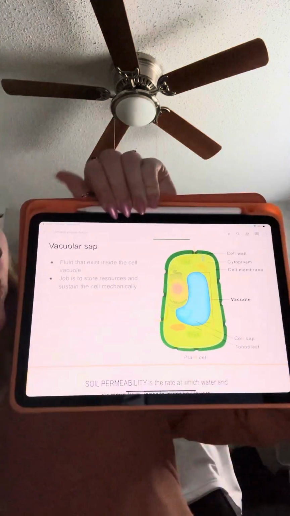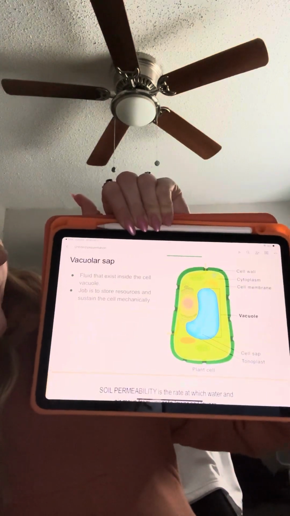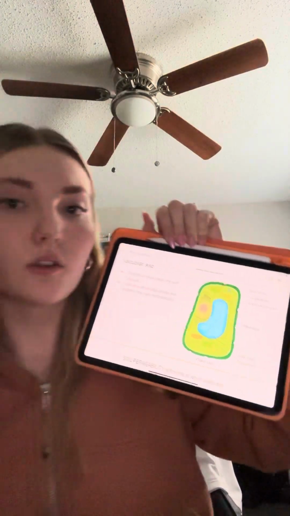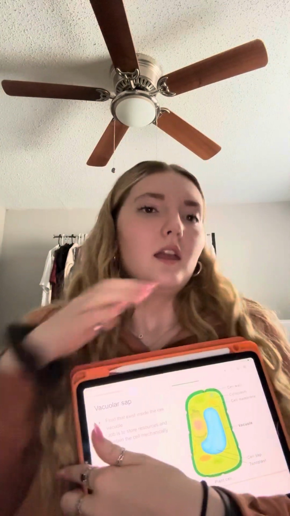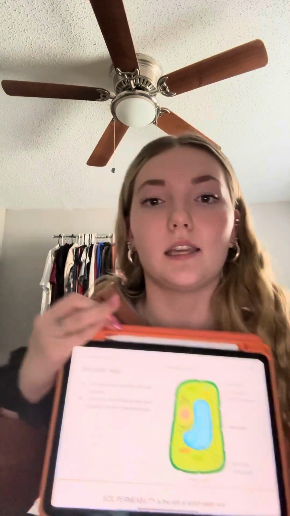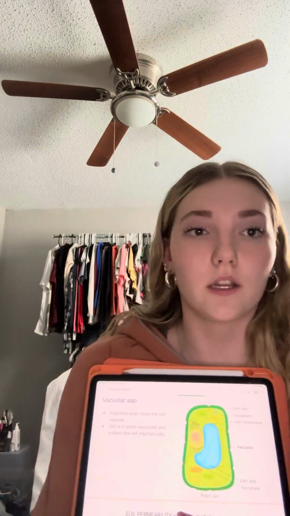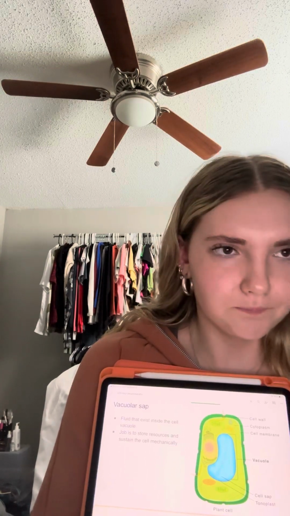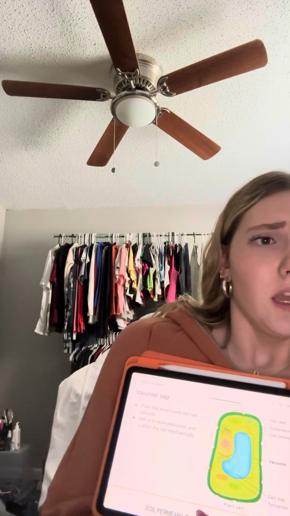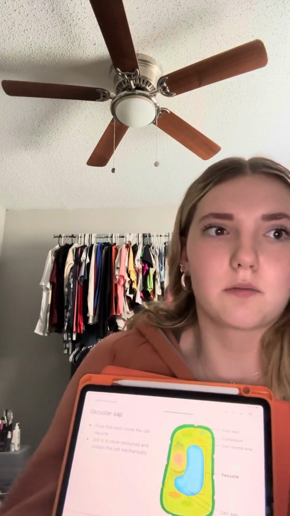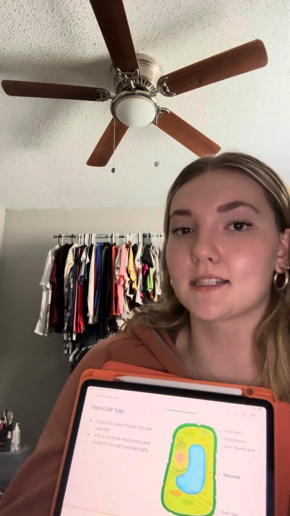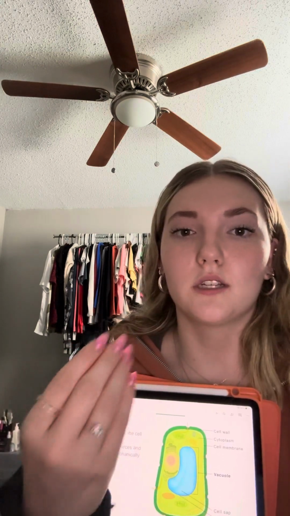And what this is basically is just the fluid that exists inside the cell vacuole, and its job is to store resources, and it also helps to sustain the plant mechanically. And so that's why he wanted to look here to see if the ions are here, and that's where they were being absorbed. For example, he wanted to test the absorption and accumulation of bromide, which could take place only under metabolic processes. And this was his ultimate goal, to determine if it was a metabolic process that was causing this absorption of salts.